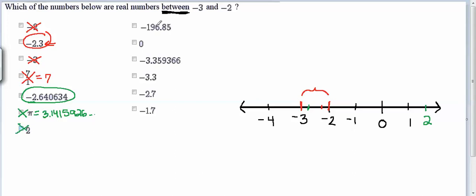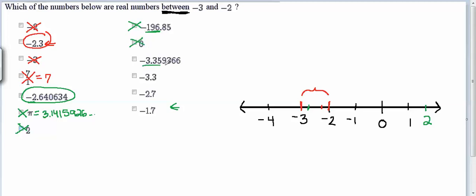Here I've got negative 196.85. If I were to graph that, I'd first look at the whole number part, negative 196. So I need to start at 0 and go backwards 196 steps. So if I were to graph that on the number line, it would be somewhere way the heck this direction. So it's not between negative 2 and negative 3. Next option is 0. If I look at 0, I can see there it is on the number line. It's not between negative 2 and negative 3, so that's out.